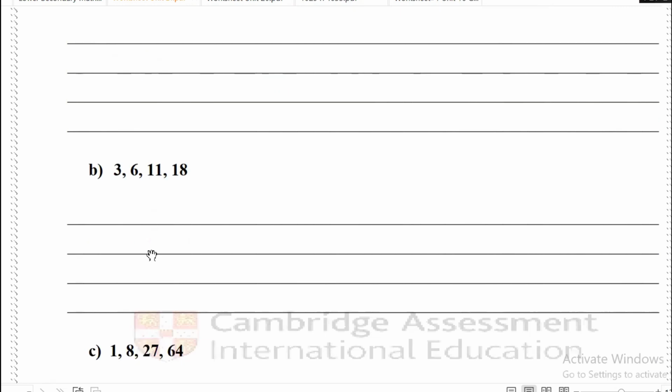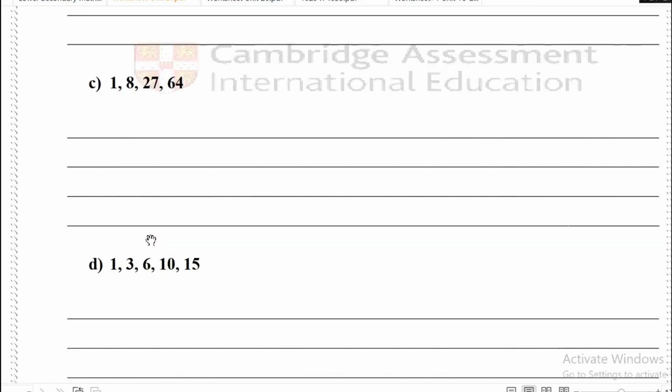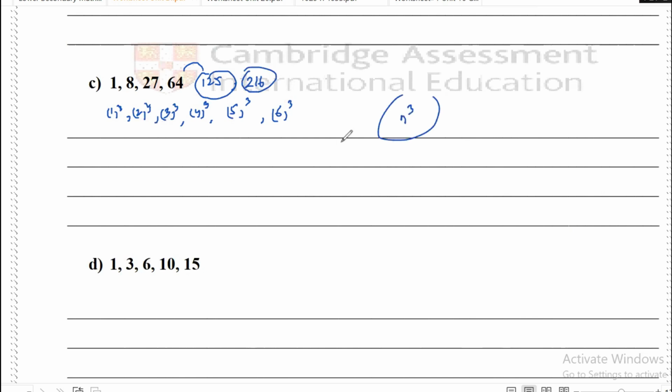Then we have C part. Here you can see straight away that these are the cube numbers 1, 8, 27, 64. It means this is the cube of 1, this is the cube of 2, this is the cube of 3, next the cube of 4. And the next one is the cube of 5, meaning 5 power 3, that gives me 125. And next the cube of 6, that gives me 216. So these are the next two terms of this sequence. And the nth term of this is n cube.